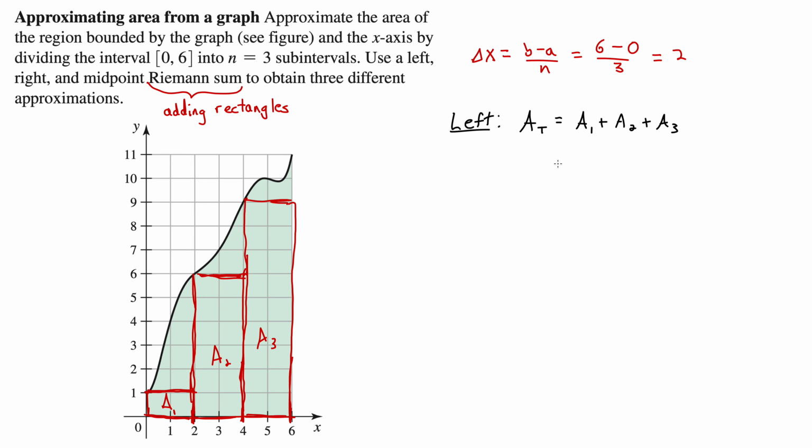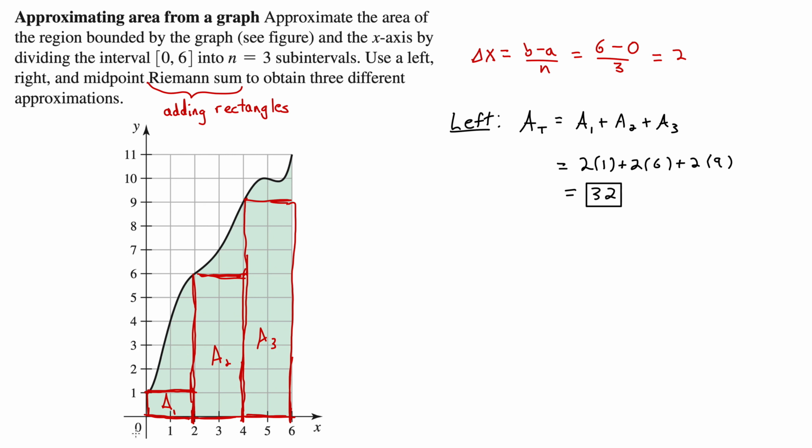Well, the area of a rectangle is base times height. The base of A1 down here is 2 times the height of A1, which is 1. Okay, on to A2, so plus the base of A2, which is 2, times the height of A2, which is 6, plus the base of A3, which is 2, times the height of A3, which is 9. There we go. So this gives us, what is that, 14 plus 18, 32.